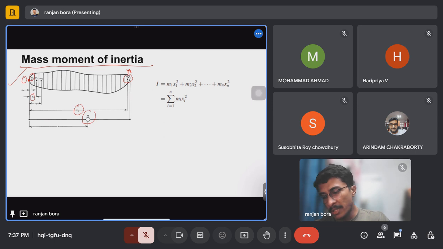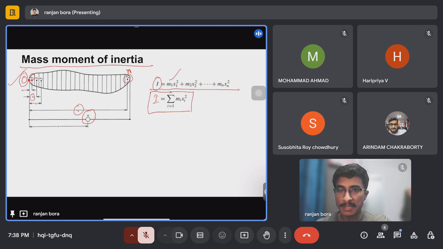According to the definition, the mass moment of inertia is the summation of the moment of inertia of each mass. For the first mass, the moment of inertia is m1 x1 square, plus m2 x2 square, plus mn xn square, and this I is about the axis passing through O. So I is the summation, i equal to 1 to n, of mi xi square.